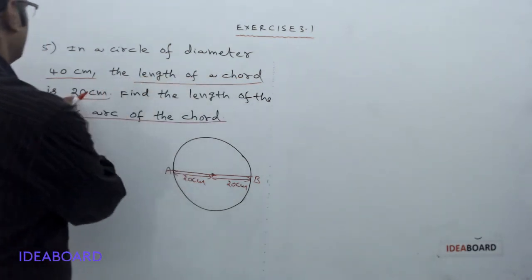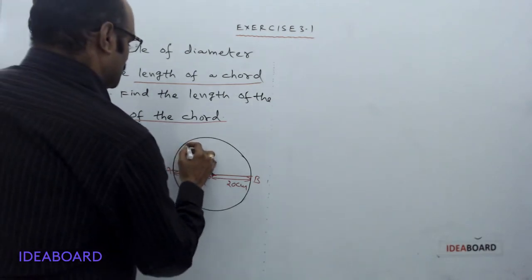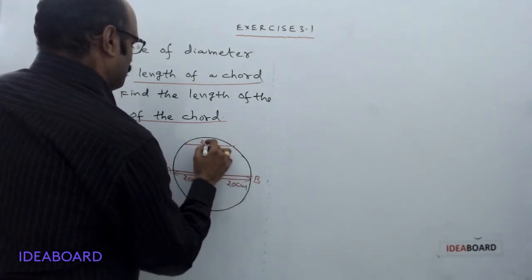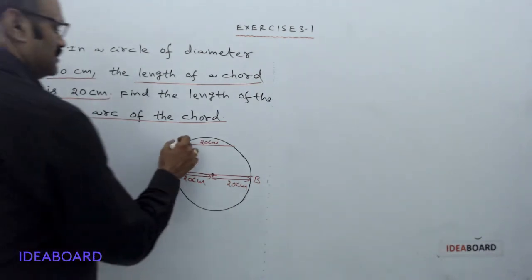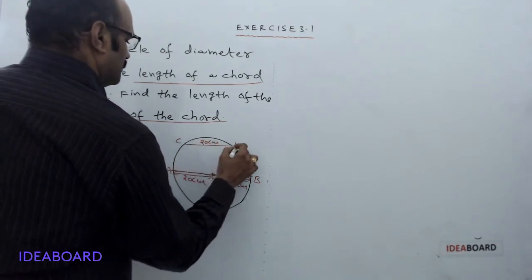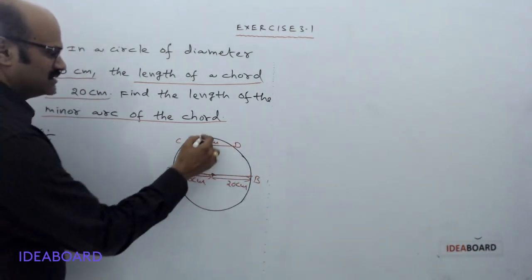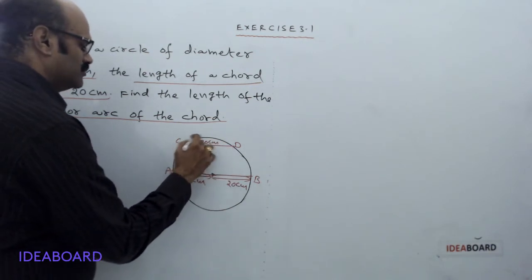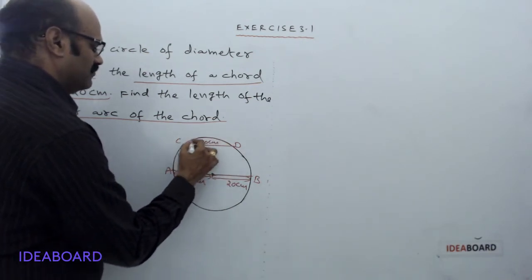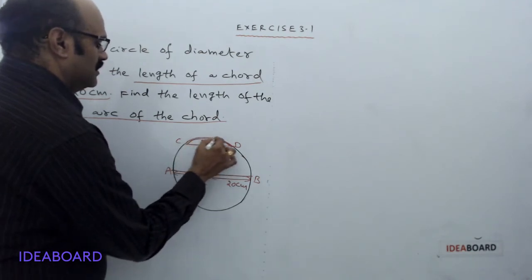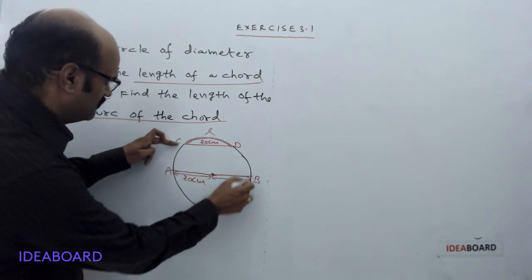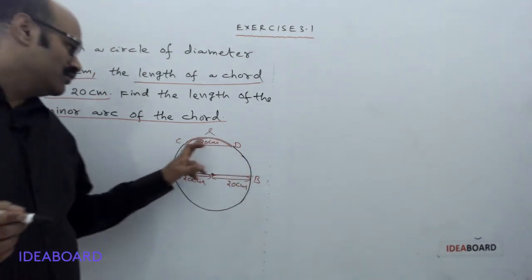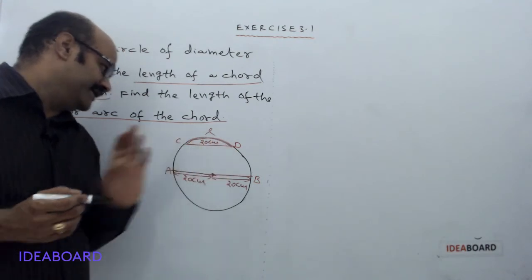The length of the chord is given by 20 centimeter. This is the chord, 20 centimeter. Then find the length of the minor arc of the chord. So we have to find the length of the minor arc. This is the minor arc. Now here we should find the length of CD. This is the target. Let me take this as L. Now the major arc means this whole thing. This is the major arc. Now we have to find the length of this minor arc CD.